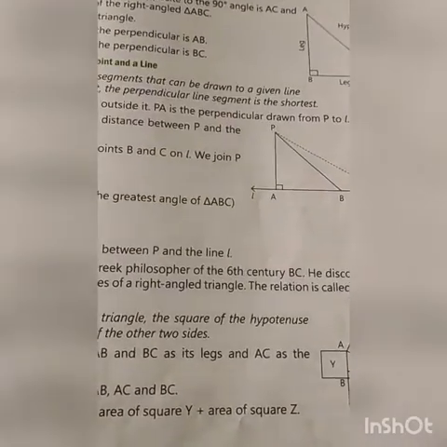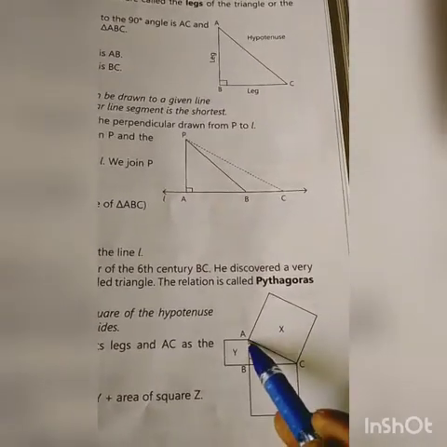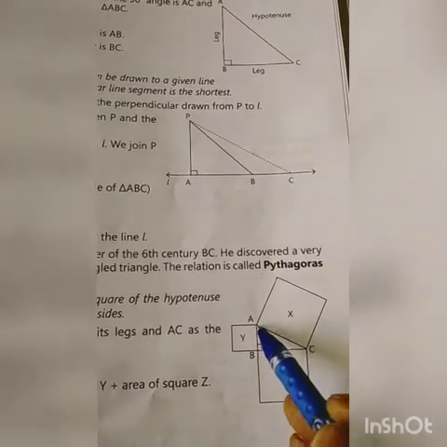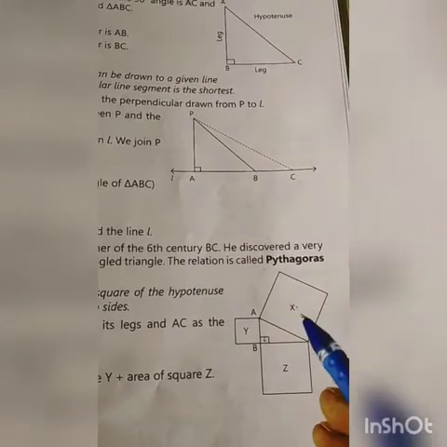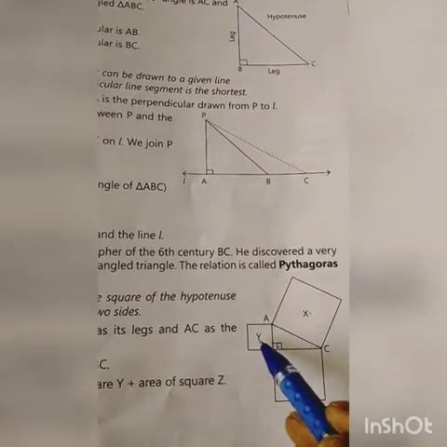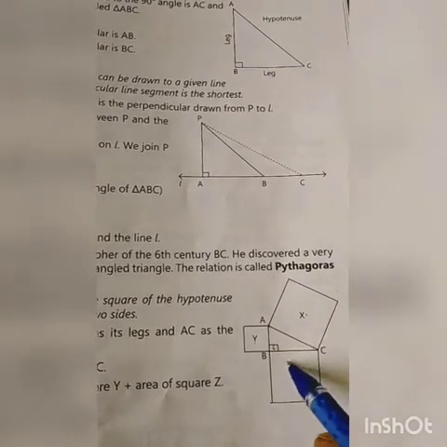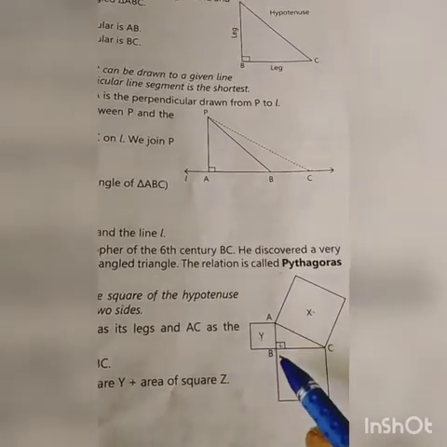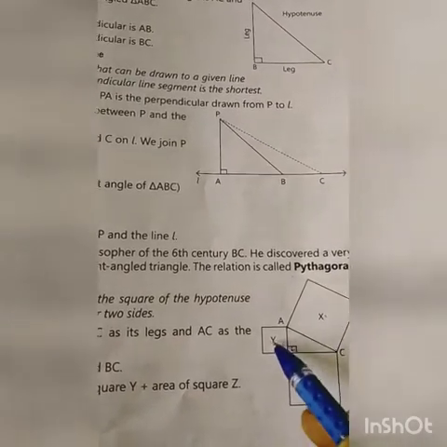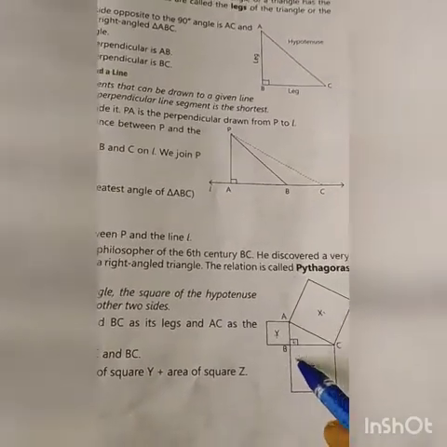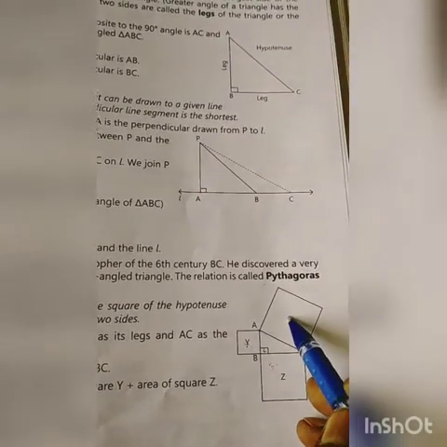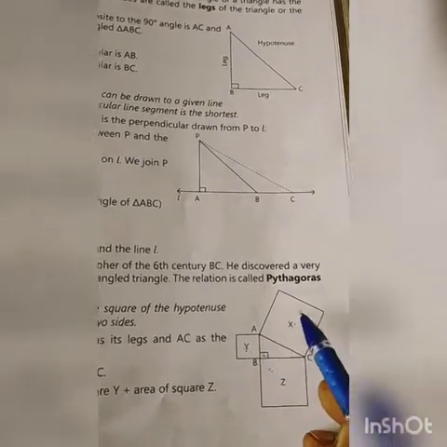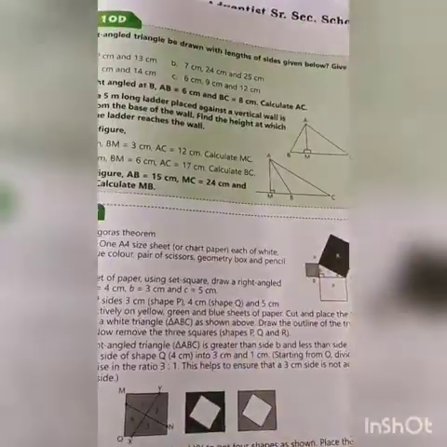So the Pythagoras theorem says the square of the third side, that is the hypotenuse or the longest side, should be equal to the sum of the squares of the other two sides. So this is all called our Pythagoras theorem. The sum of these two squares should be equal to the square of the hypotenuse, that is the greatest side. Now we'll do the exercise.